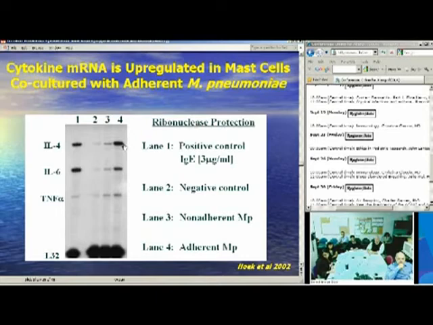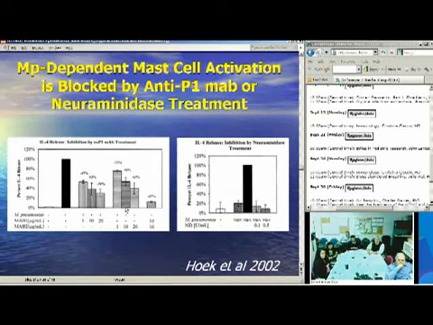This is a ribonuclease protection assay showing that Mycoplasma pneumoniae on rodent mast cells produces cytokine activation in a very similar way to what's seen with IgE in the first column. So all these little bands are just the RNA molecules for these different cytokines. So it seems to upregulate cytokine mRNA in mast cells. If you used antibodies against the P1 adhesin, you could inhibit that process. If you treated the mast cells with neuraminidase, which removes the sialic acid residues, you also inhibit that process.